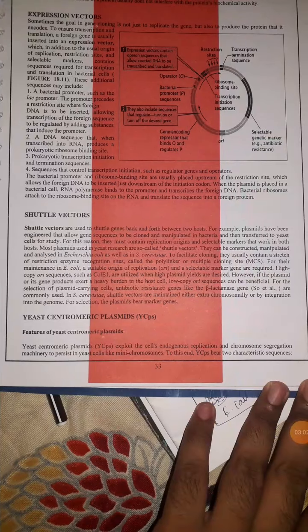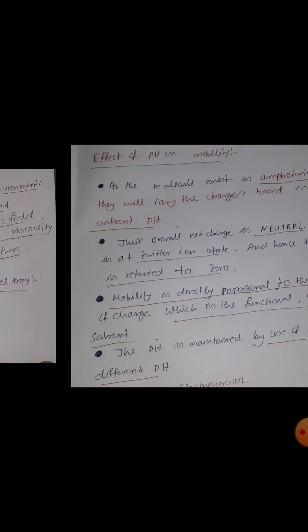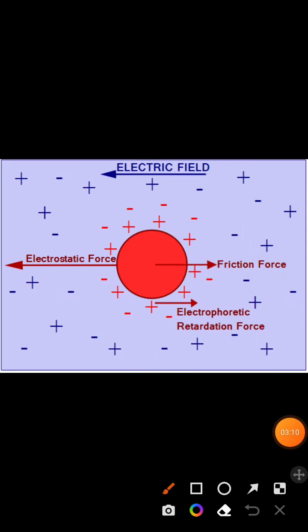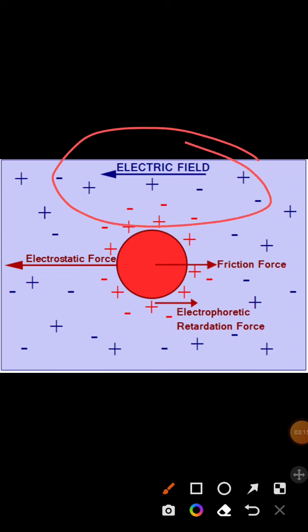Now let's come to the basic principle. Before discussing this, I think this picture will help us understand the basic principle well. As I have told you, there will be an electrical field, and under that electrical field some force will work on that particular molecule. The migration of the particle is due to forces working on the molecule, which result in its migration in the electrical field, and we are going to discuss those forces.